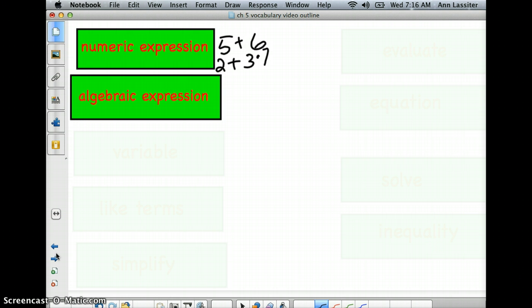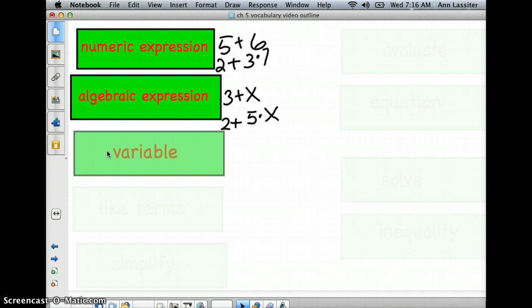For example, we could have 3 plus x, or we could have 2 plus 5 times x. Those would each be called algebraic expressions. The part of the expression that is the letter is called a variable. You can vary what letter you use, and you can also evaluate your expressions and vary the values of your letter.